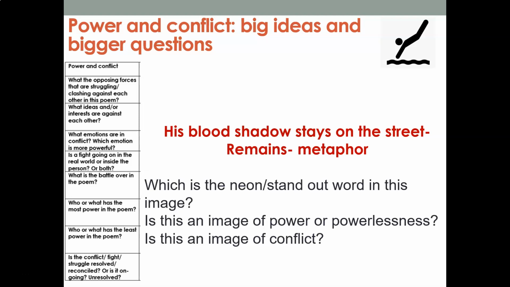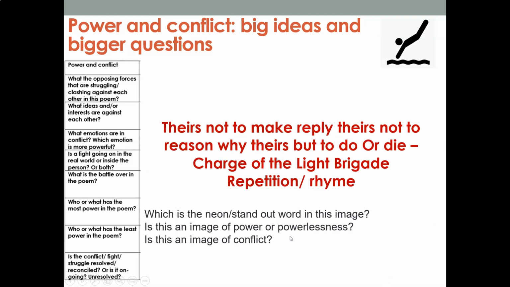Okay, so guys, remember, we're just thinking out loud on paper. We're making these notes in our book. So you should have now for this line a neon, a standout word. You should know whether it's an image of power or powerlessness and where the conflict is. So let's have a little think then for the next one.